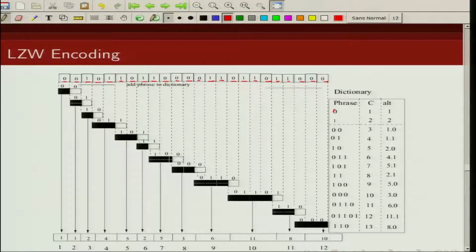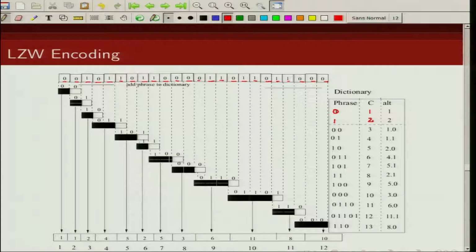So what is the first step? The first step is to initialize the dictionary with all length 1 phrases. Here we are talking about a binary sequence. So those length 1 phrases are 0 and 1. We are indexing them by 1 and 2.